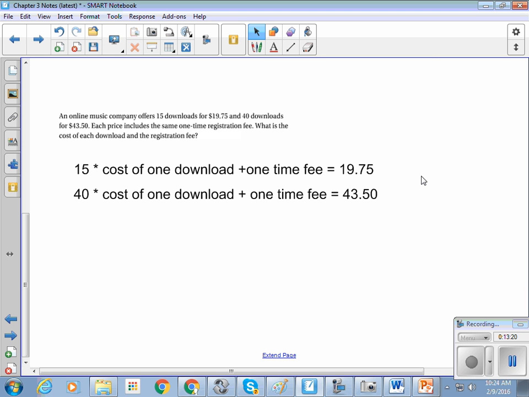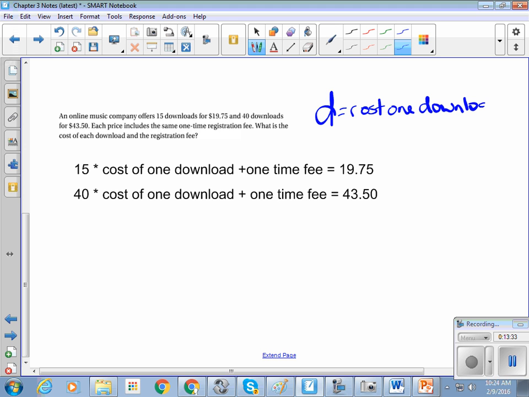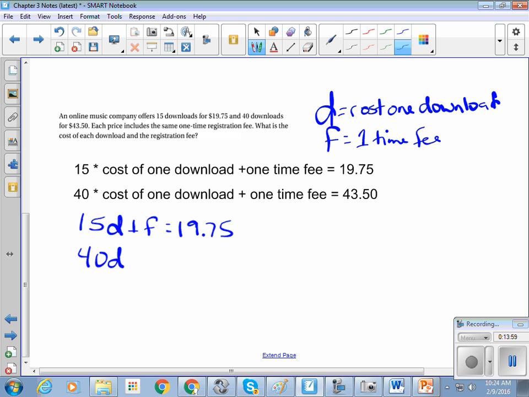If you will give me permission, I want to let D equal the cost of one download. And I would like F to equal our one-time fee. If D is equal to the cost of one download, F is a one-time fee, then my equations become 15D plus F equals 19.75, and 40D plus F equals 43.50.